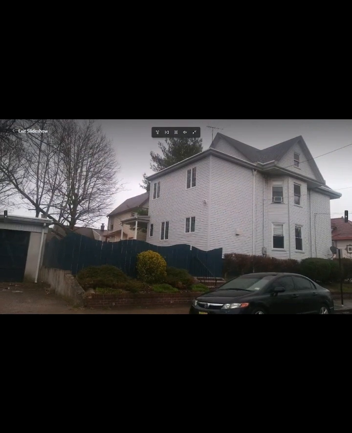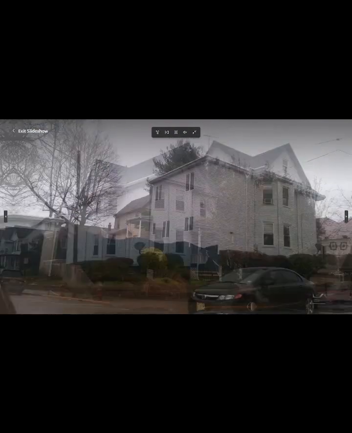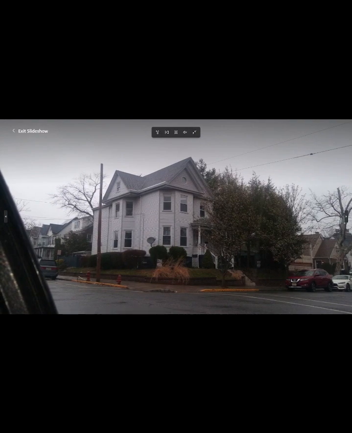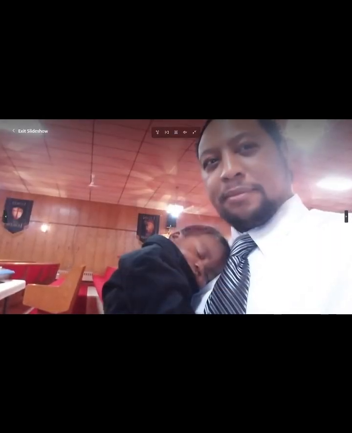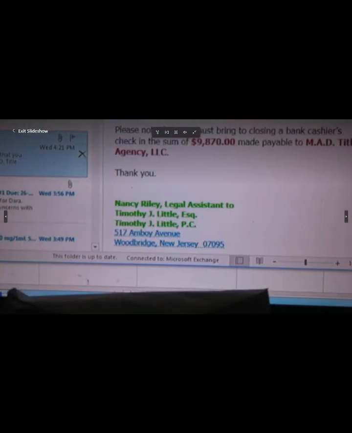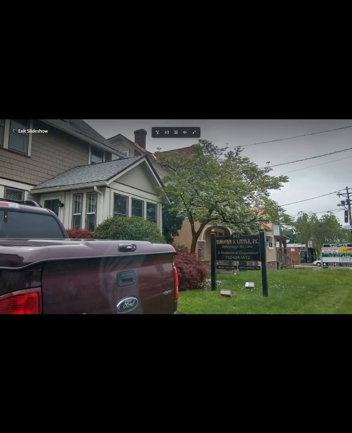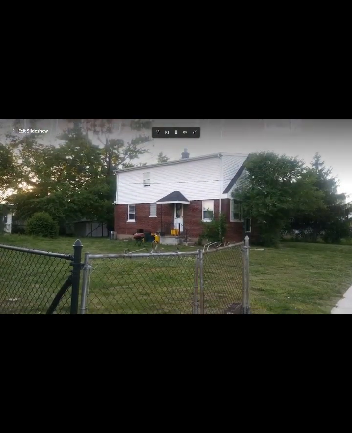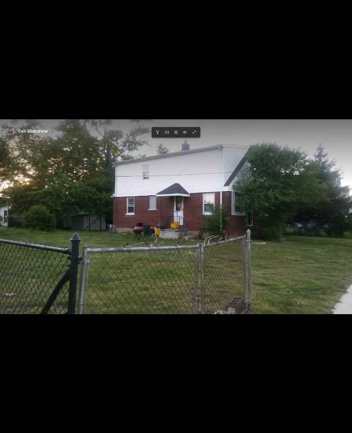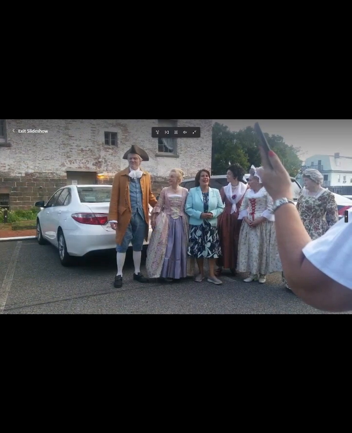A property has a market value of $200,000. The assessment ratio is 60%. What is the assessed value? The market value times the assessment ratio equals assessed value. So 200,000 times 0.6 equals 120,000. What is the assessment ratio of a property whose market value is 200,000 and whose assessed value is 120,000? Assessed value divided by market value equals assessment ratio.